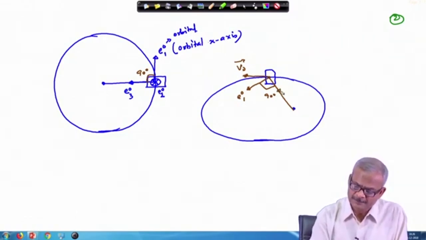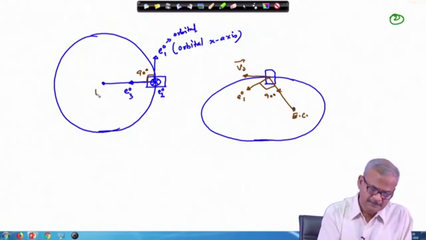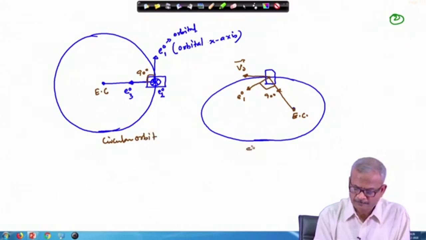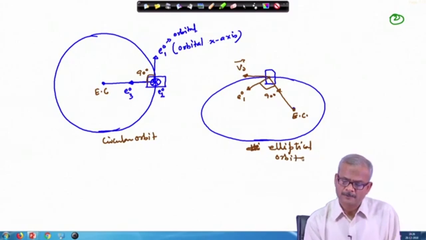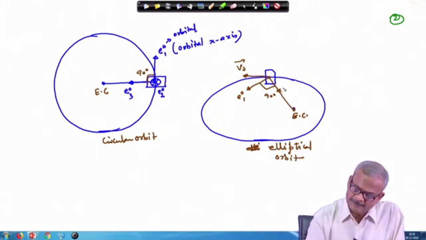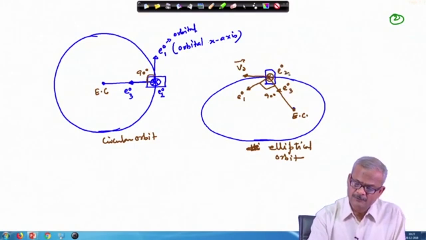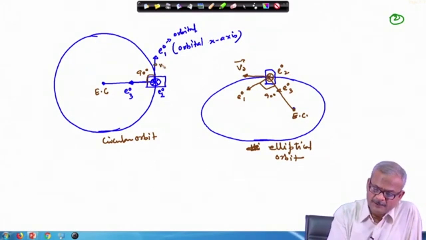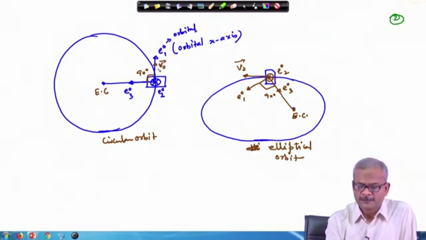So, E1 along this direction, this is the center of the earth, we can write this as Ec, earth center, circular orbit, elliptical, E2, and this we are writing as E03, and obviously here E02 goes inside. So, E1, E2, E3. So, you can see that here your velocity vector is also along the same direction, this is the velocity vector. So, both are coinciding.